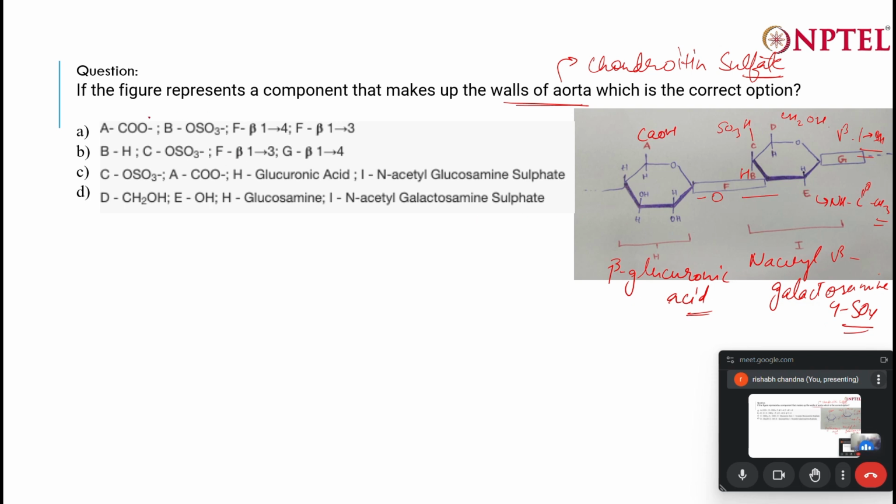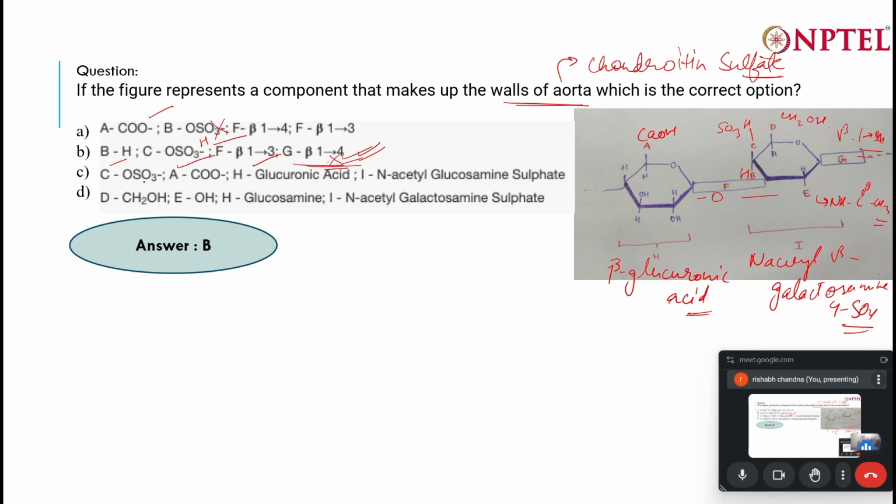So A is COO negative, B will be H. So this turns out to be wrong. Then B turns out to be H, C turns out to be SO4 negative. Then F turns out to be beta 1,3. That is fine. Then G turns out to be beta 1,4. No, this is false. Oh sorry, this is correct because G turns out to be beta 1,4.